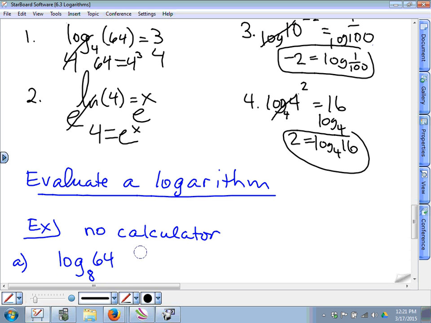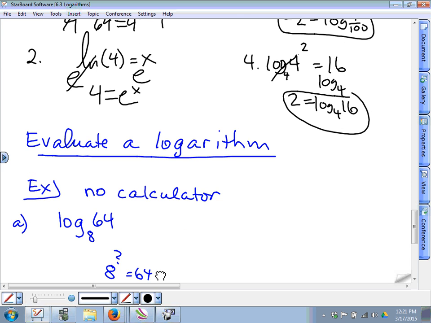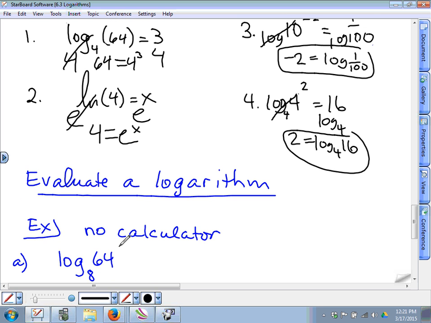So, write this down. Log base 8 of 64. This is an example of a logarithm that can be evaluated without the use of a calculator. Could you use a calculator? I don't know. So, could we all agree that this equals something?